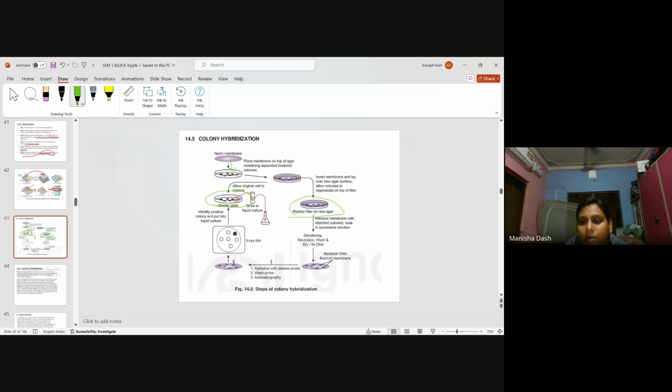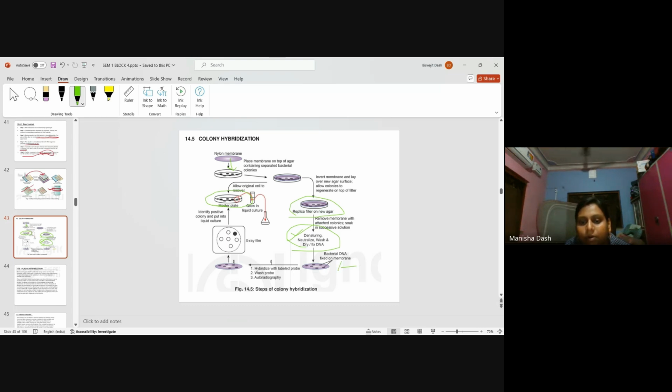Now you can remove the membrane with the attached colonies and soak it in successive solutions. So what are the solutions? First you have to denature, then neutralize, wash and dry, and fix the DNA. Now the bacterial DNA is fixed on the membrane.